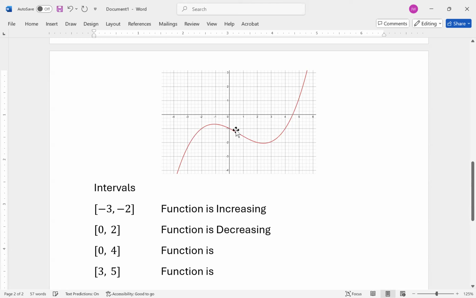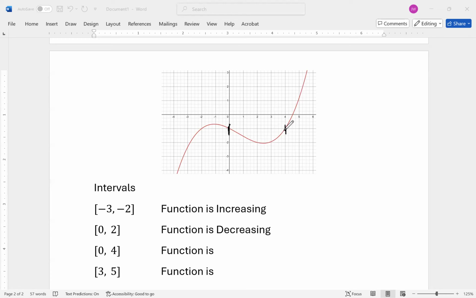From 0 to 4, we're going to have pieces where it goes down and pieces where it goes up. By the way, notice that at this point, we're at (0, -1), and at this point, we'd be at (4, -1). Hopefully, you can see that. So we actually started and stopped at the exact same y value.